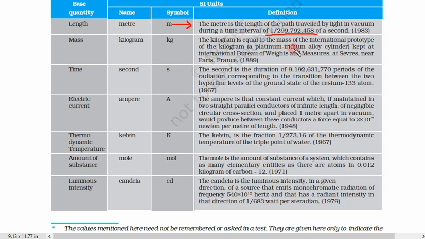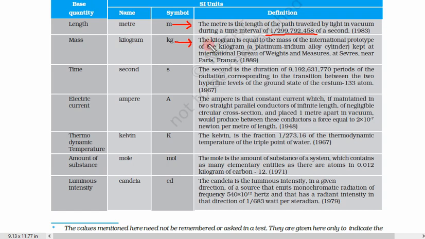So how do we define meter? Suppose light is going. We take a very small time, 1 by 299,792,458 part of 1 second, and the distance travelled by light in this time is called 1 meter. Since the speed of light cannot change and light will always be there, this is a non-destructible source of this unit. So meter cannot be changed.